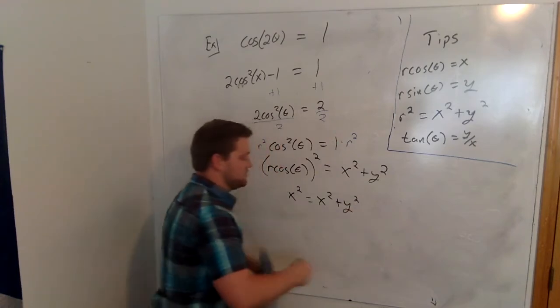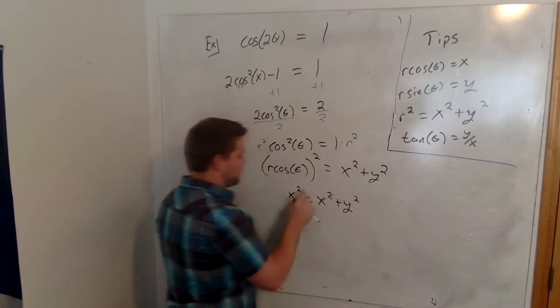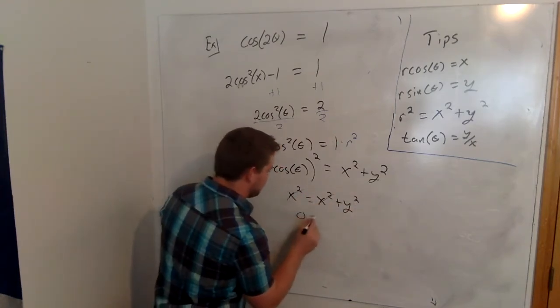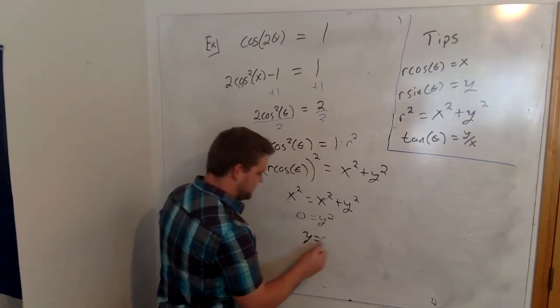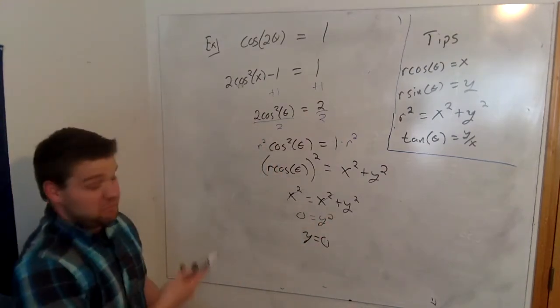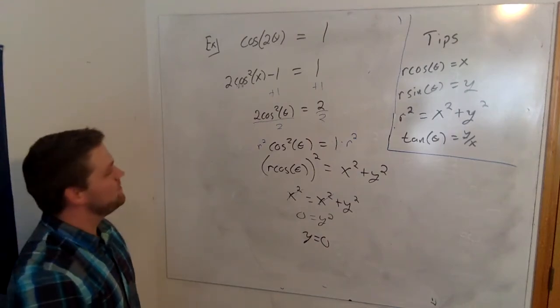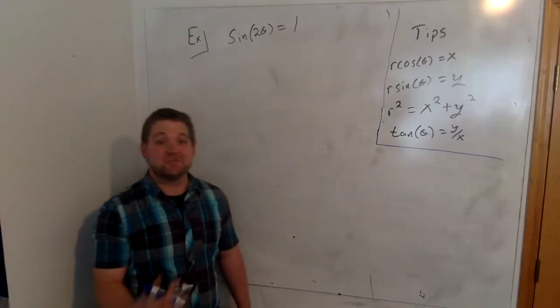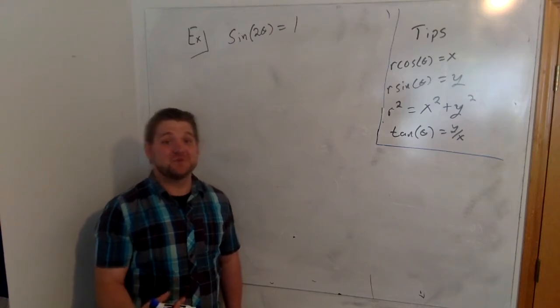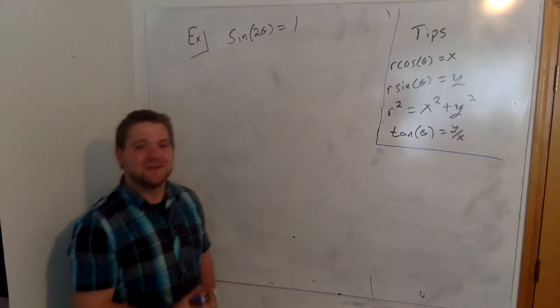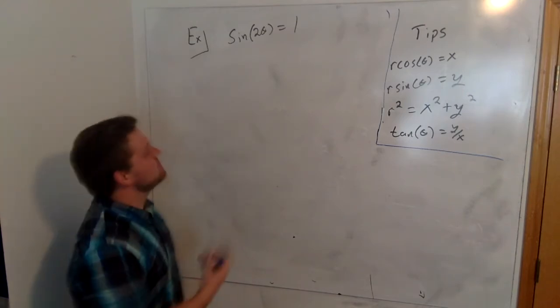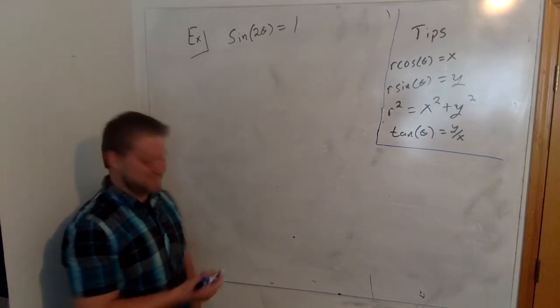Maybe it was easier to do it this way. Now we could subtract x squared from both sides. We'll just get that 0 equals y squared, and we're just going to get that y equals 0 again. So probably this way was just a little bit quicker. Cool. So we just messed around with cosine of 2 theta being equal to 1. What about sine of 2 theta equaling 1? Give it a shot, pause the video, try to convert this into rectangular coordinates.